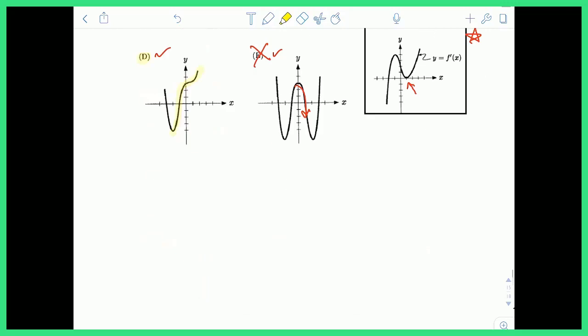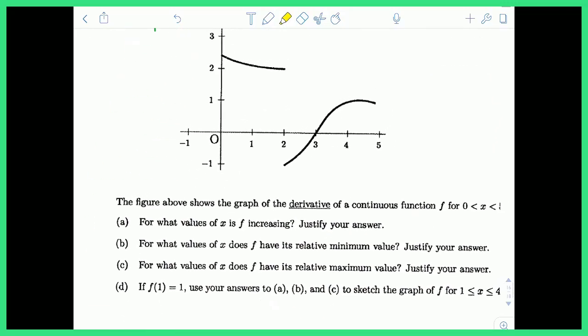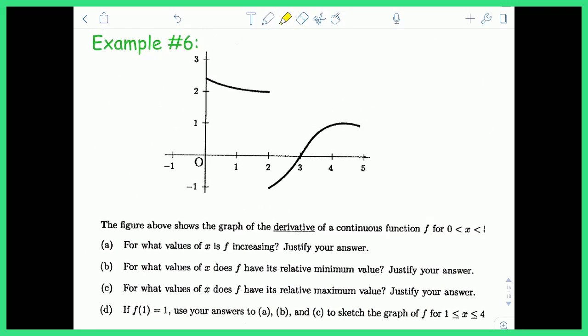Okay? One more example, a few different parts to example 6. Let's go ahead and look. It says the graph above shows the derivative of a continuous function between 0 and 1. All right, so this graph that I'm looking at right here is the derivative. I'm going to write that up here so I don't forget.